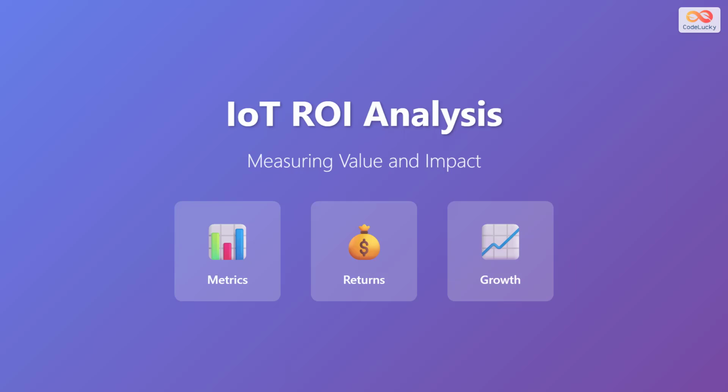Internet of Things return on investment analysis focuses on measuring the value and impact of your IoT implementations. Understanding how to calculate returns, track benefits, and measure growth is essential for making informed business decisions. Throughout this presentation, you'll learn the frameworks and methodologies needed to accurately assess the financial performance of your IoT investments.